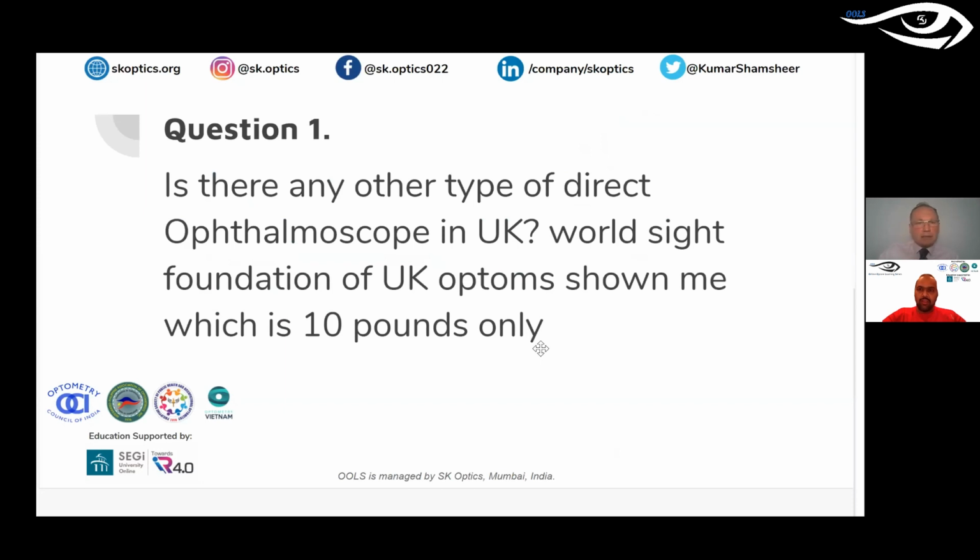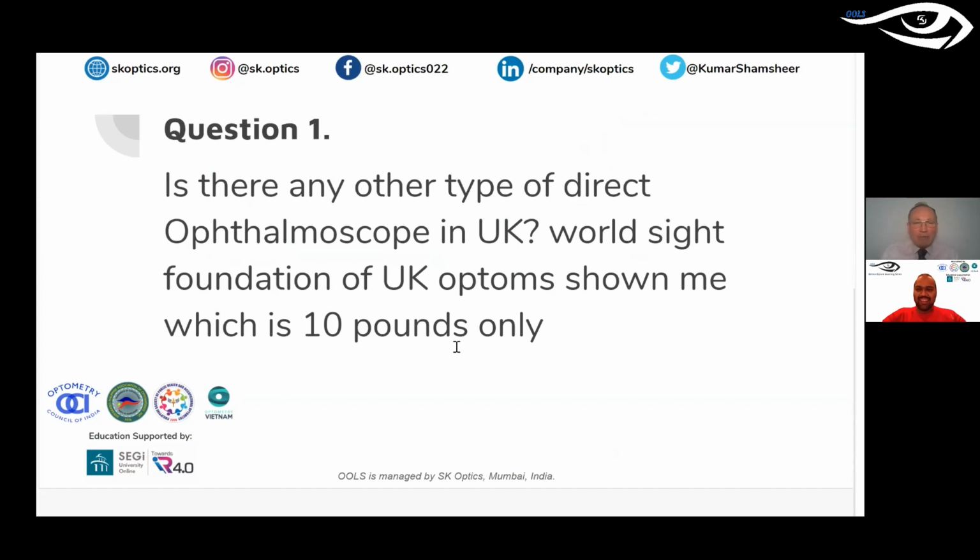And is there another type of direct ophthalmoscope in the UK? World Sight Foundation of UK Optom, show me, which is £10 only. Well, great. £10 is a very low cost. Wow, that's a very low cost.